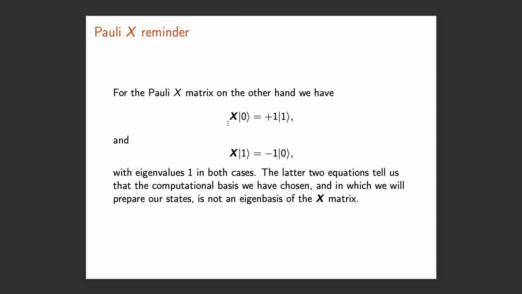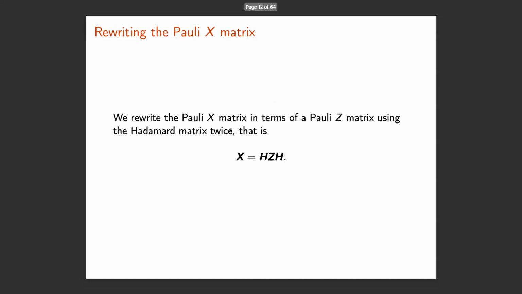And you will see that when you then switch to X, because that simply flips the states from 0 to 1 and from 1 to 0, that means that this is no longer an eigenbasis of X, and you have the same thing for the Pauli Y matrix.